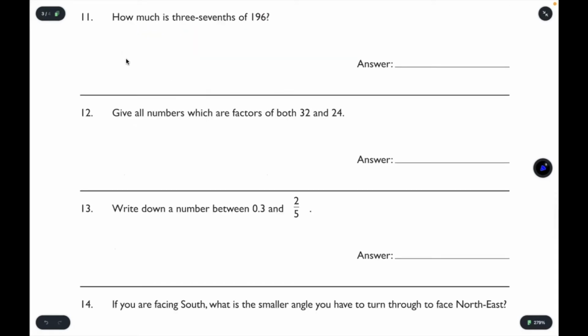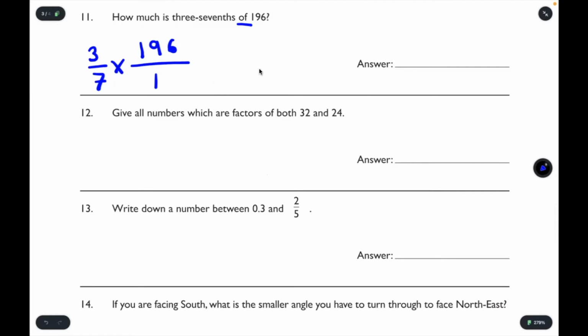Question 11, how much is 3/7 of 196? Of in maths means we are multiplying. So we are doing 3/7 multiplied by 196, which is the same as 196/1. We can cancel the top and the bottom by factors that they have in common. In this case, we can divide 196 by 7.